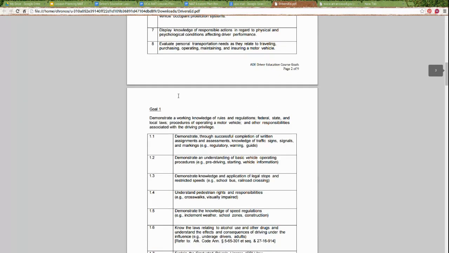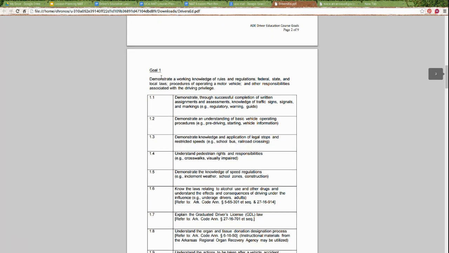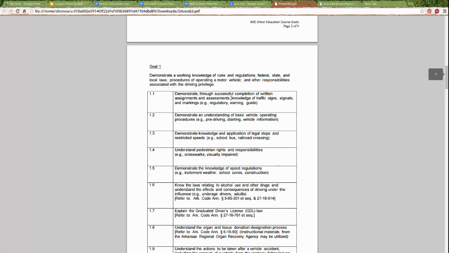We scrolled down and we found, well, here's goal 1. There's the standard that we just saw, and here are all the specifics that have to be taught underneath this first goal. And the first one we thought would be great: demonstrate through successful completion of written assignments and assessments knowledge of traffic signs, signals, and markings. And we didn't want to try to teach signs, signals, and markings, regulatory, warning and guide in one lesson. So we decided that we would keep it relatively simple, and we will focus on some traffic signs, knowledge of traffic signs.